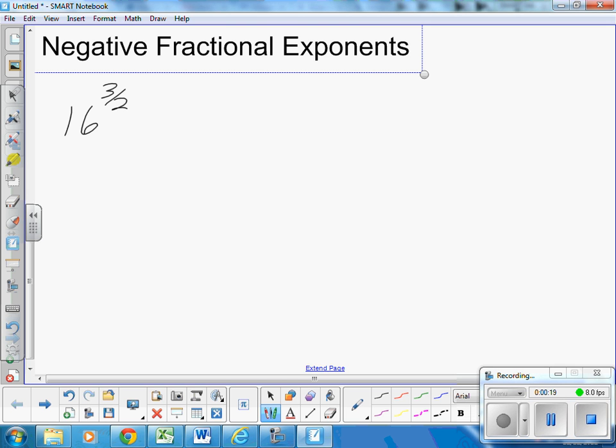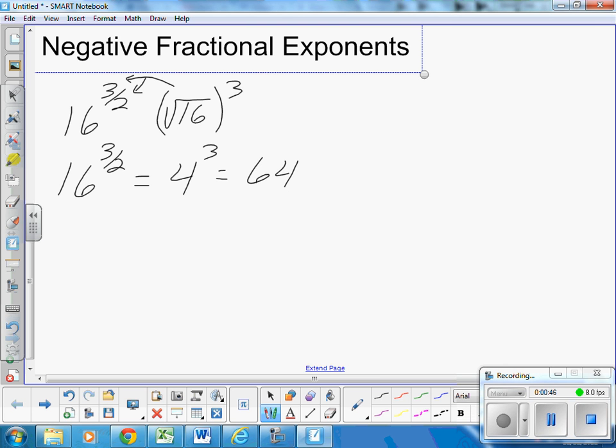First of all, the half part means square root. So I'm going to find the square root of 16. But then we have this third part up on the top, which means I'm going to then take that to the third power. So when I have 16 to the 3 halves, I do the square root first, that is 4. Then I'm going to take it to the third power, and that is 64. So 16 to the 3 halves power is 64.